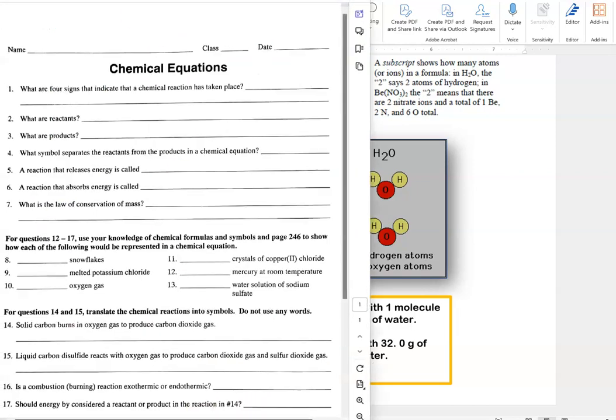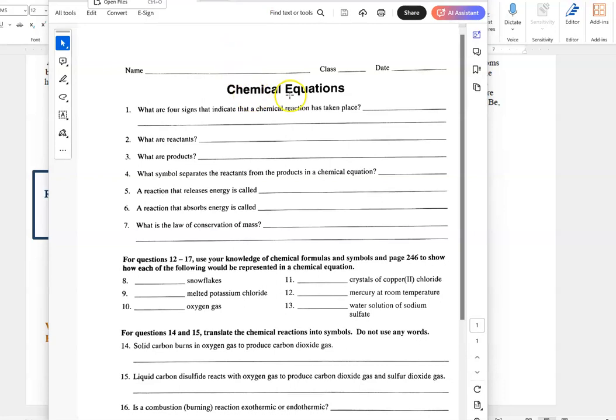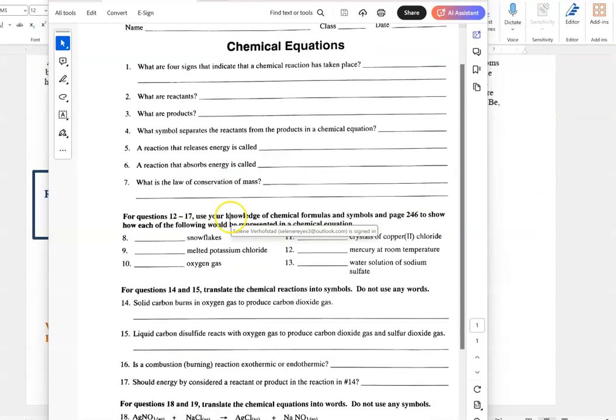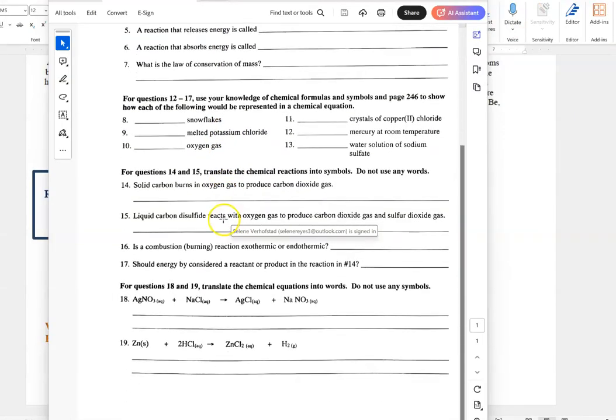So if you look at the back of your paper called Chemical Equations, number 1 through 7 is kind of like a review, so I'm not going to go over that in this video. If you go to Schoology and you go to the Friday folder, you'll see some links that I put up there for signs of a chemical reaction, reactions that absorb or release energy, so you can just skim through those if you forgot something about that. But one thing I will help you in is 8 through 19.